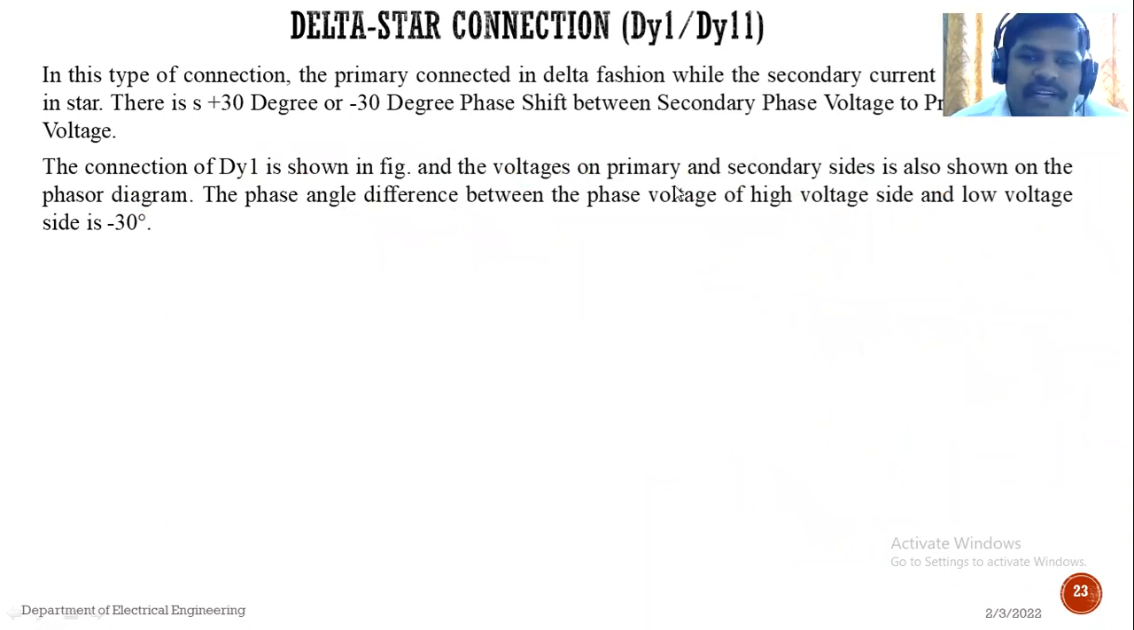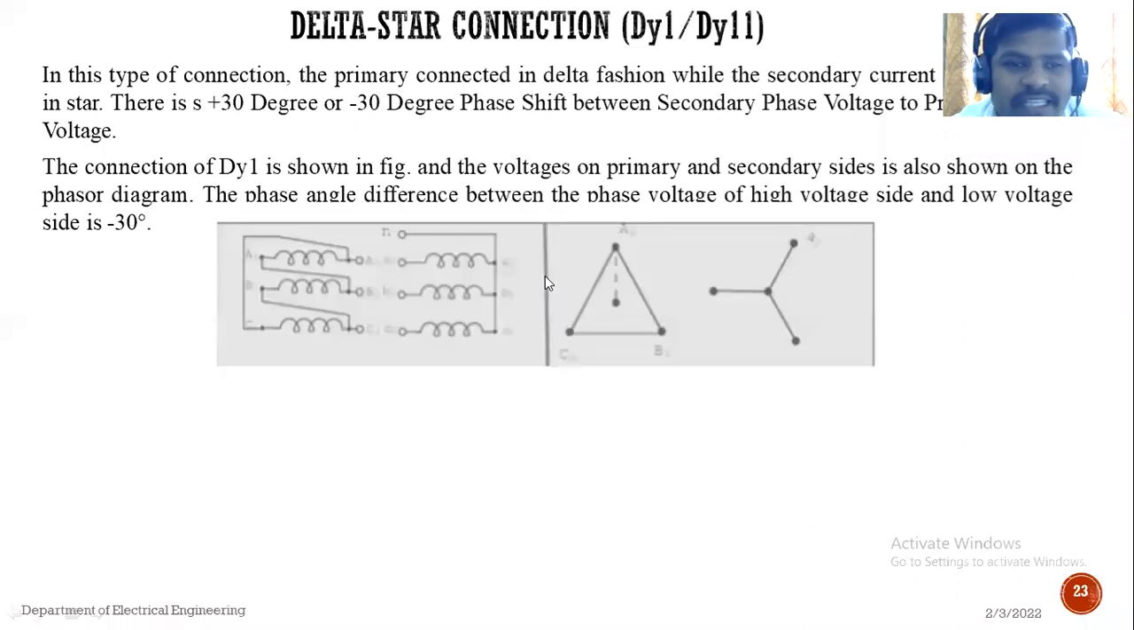The connection of delta star 1 will be shown in this figure, and the voltage on the primary and secondary side is also shown on the phasor diagram. Okay, so the phase angle difference between the phase voltage on the high voltage side and low voltage side is minus 30 degree. So minus 30 degree means a lagging phase displacement.